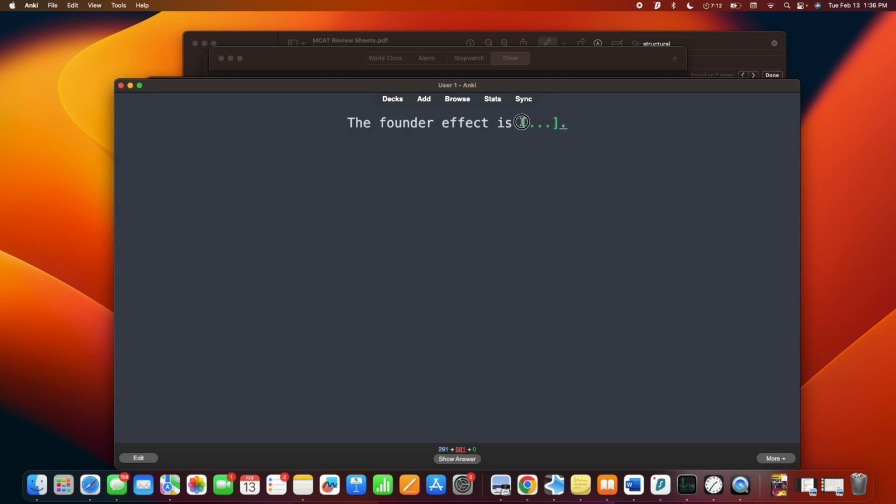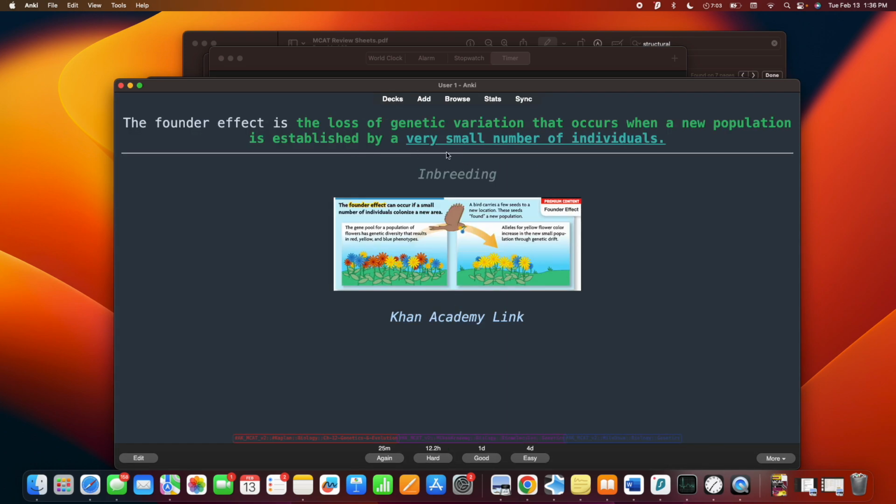The founder effect is when a bird takes one species and there's the concept of inbreeding that happens here. Inbreeding is the loss of genetic variation. So genetic variation is lost. It occurs when a new population is established by a very small number of individuals.